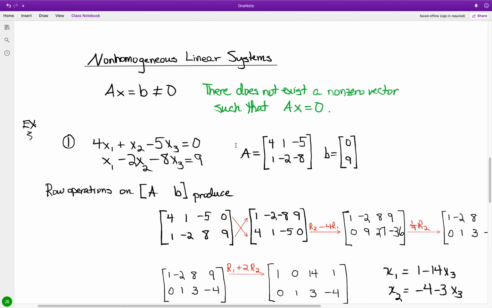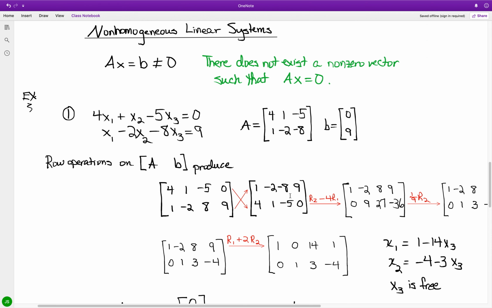We have a system solving in terms of x1, x2, x3. We have the coefficient matrix where in the top row we have 4, 1, -5, and in the bottom row we have 1, -2, -8. And this time we have the non-zero matrix B, which is 0 and 9. For the augmented matrix, as we combine A and B, row operations will produce the following.